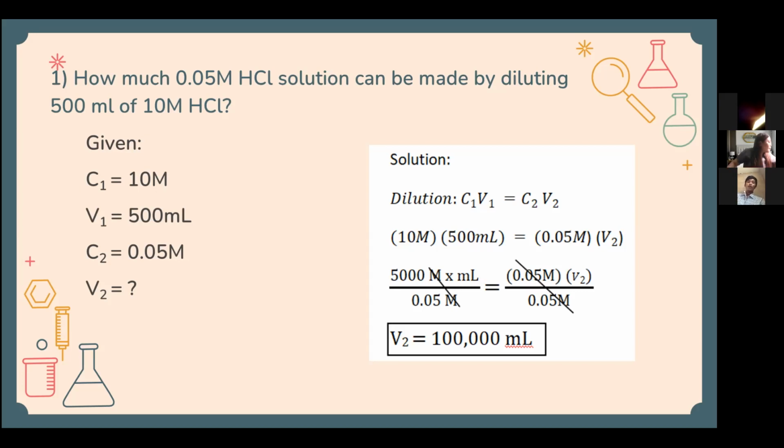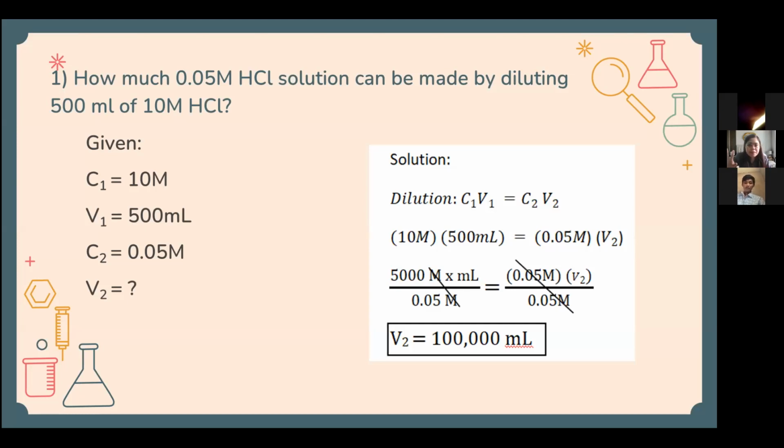And then we divide both sides by 0.05 M, which is the C2. Then cancel the M. So what remains is 5,000 mL divided by 0.05 equals V2. So the final answer is V2 equals 5,000 divided by 0.05, which is 100,000 mL. Therefore, the volume of the diluted HCl solution that can be made is 100 liters or 100,000 mL.